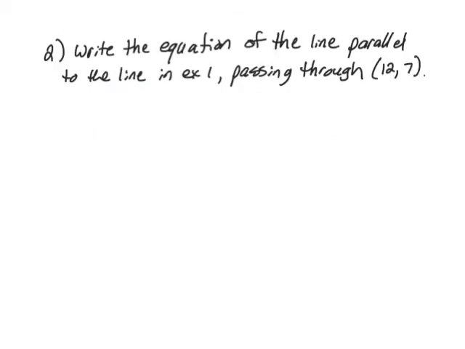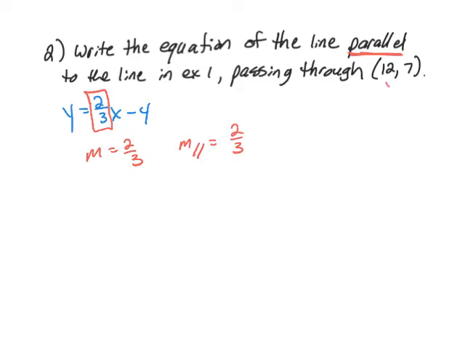Okay, so in our second example, we want to write the equation of the line parallel to the line in example 1, but now we're going to pass through the point (12, 7). So our first line equation was y = 2/3 x - 4. From this, I'm going to steal the slope. The slope is 2/3. I want a line parallel to that, so the parallel slope is also 2/3 because parallel lines have the same slope.